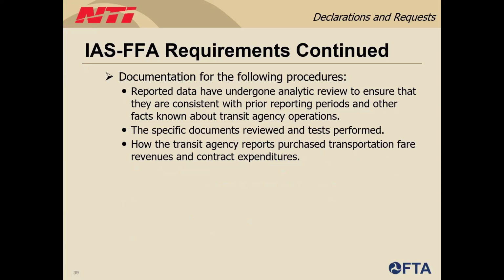The independent auditor statement must have documentation that reported data has undergone analytic review to ensure that they are consistent with prior reporting periods and other facts known about transit agency operations. They must have documentation of the specific documents reviewed and tests performed. And finally, they must have documentation of how the transit agency reports purchased transportation fare revenues and contract expenses. For example, fare revenues must include all fare revenues pertaining to purchased transportation service, and the agency reports the buyer's contract expenditures, not including the purchased transportation fare revenues.